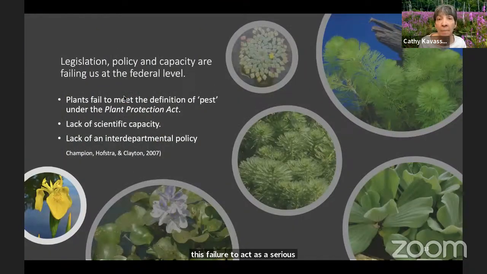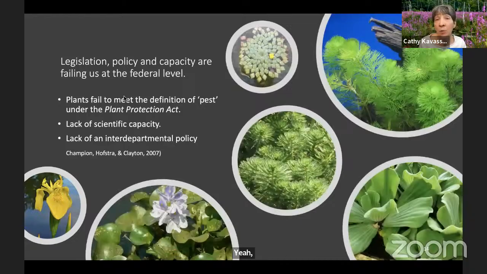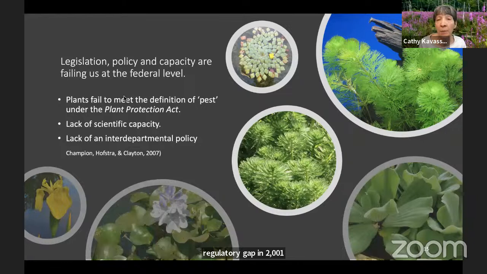Yellow flag iris, along with many aquatic plants sold in even higher volume, have flowed through a very large regulatory gap. In 2001, an import ban on invasive aquatics like parrot's feather, water chestnut, and fanwort was canceled. When researchers asked why, they were told that the plants did not fall under the definition of pest, and I'll talk about that definition shortly. The agency responsible also stated that they lacked the scientific capacity to evaluate potential environmental impacts. There was a lack of interdepartmental policy to engage with other departments who could perhaps have helped.